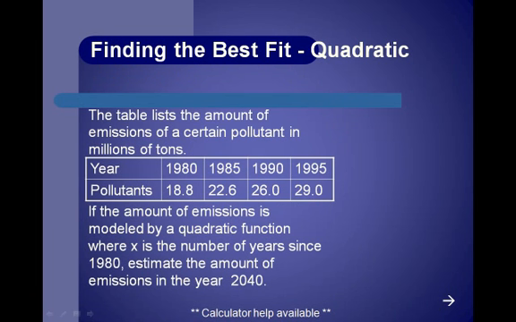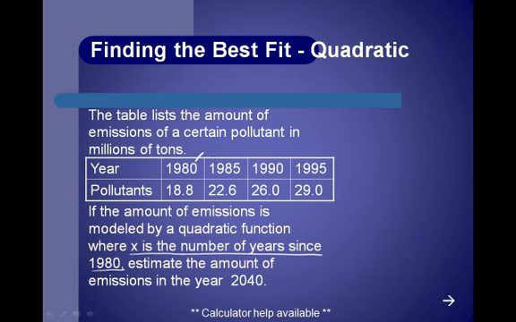Okay, last example. The table below lists the amount of emissions of a certain pollutant in millions of tons. It gives us the year, and it gives us the emissions of a certain pollutant. If the amount of emissions is modeled by a quadratic function where x is the number of years since 1980, estimate the amount of emissions in the year 2040. Now this is very important. When we go to set up our data, we don't want to use the x of the years that they give us. We want to use x where x is the number of years since 1980.